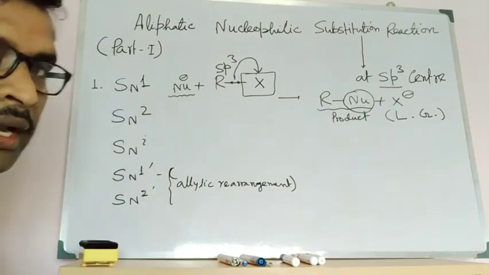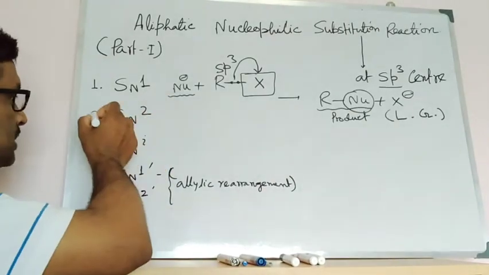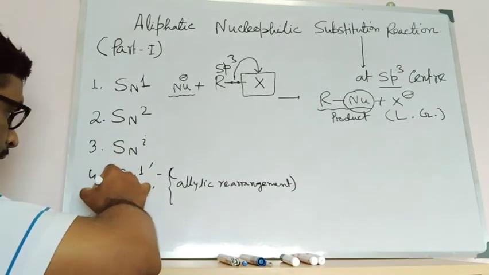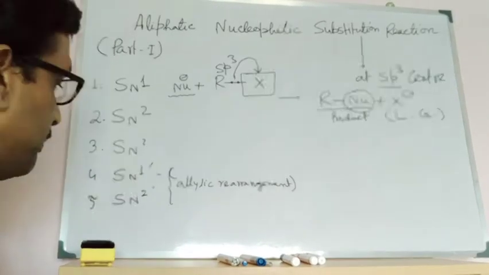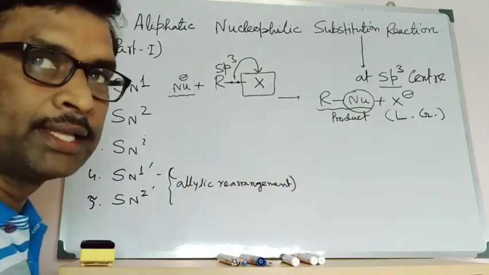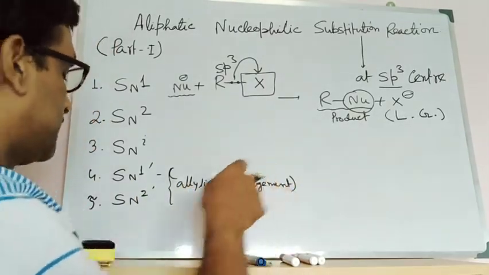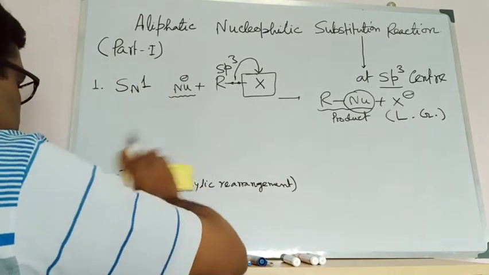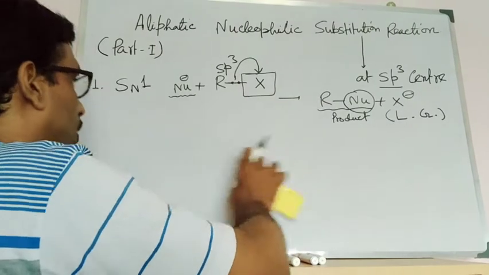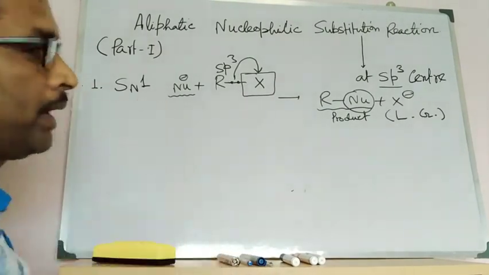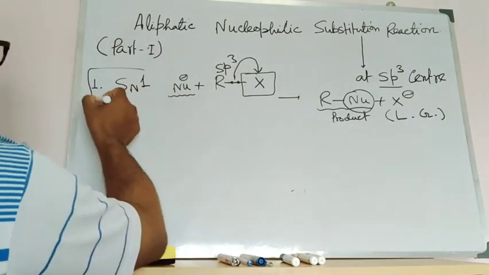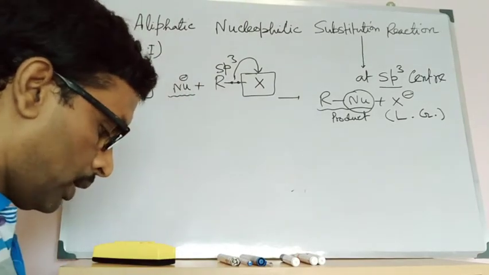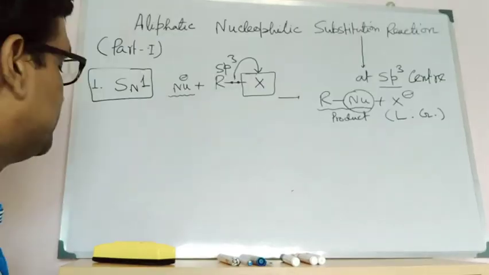First one is the SN1 reaction. Second one is the SN2. Third one is SNi, and these are less important. Fourth and fifth are SN1 prime and SN2 prime, which are nothing but allylic rearrangements, and will be discussed later. First I will discuss the details of the SN1 reaction, its mechanism, how it occurs and what its characteristics are.